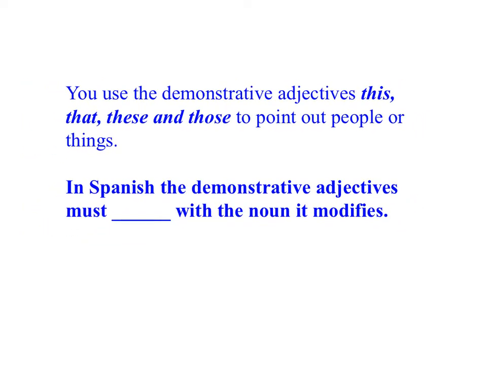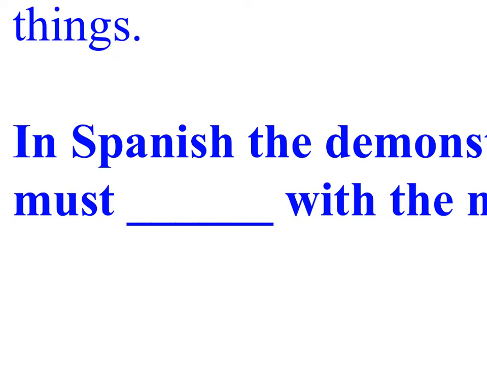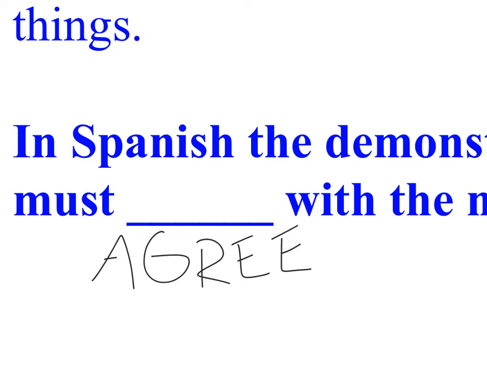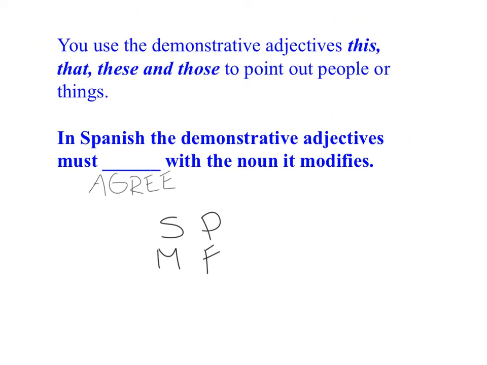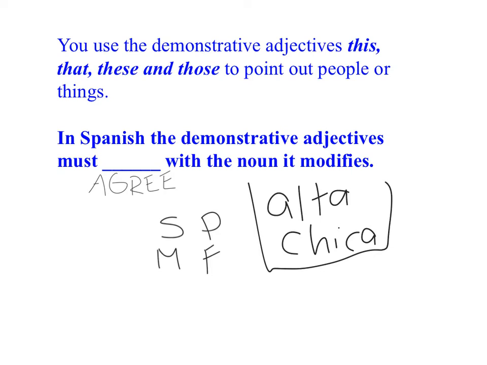Use the demonstrative adjectives this, that, these, and those to point out where people or things are. In Spanish, the demonstrative adjectives must agree. What do I mean by agree? So they have to be singular or plural, masculine or feminine. So when we have agreement in Spanish, it's usually like alta, chica. And these agree because chica is singular, feminine, and the word up here is also singular, feminine. So that's what I mean, they have to agree with their noun.